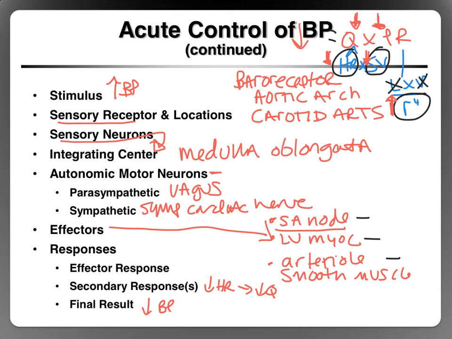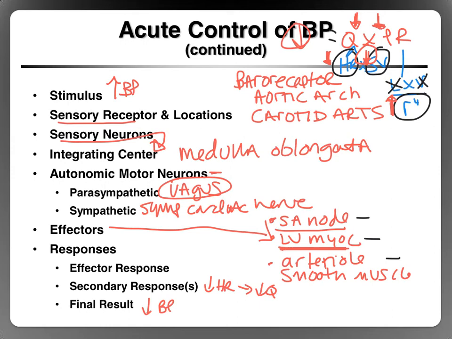For the left ventricular myocardium, if we want to reduce blood pressure, we want to reduce stroke volume. So the effector response is that you remove some of the sympathetic output to the left ventricular myocardium. So you withdraw some of the sympathetic. Remember that the vagus nerve does not go to the left ventricular myocardium.